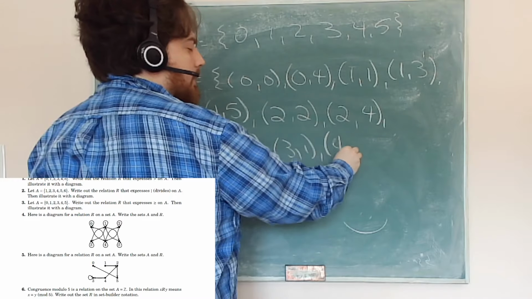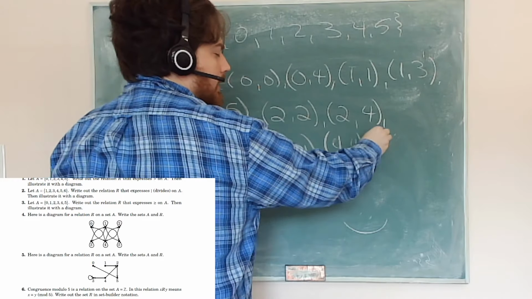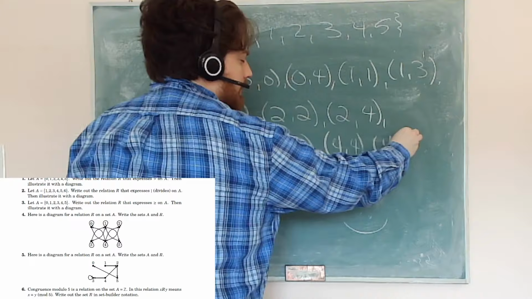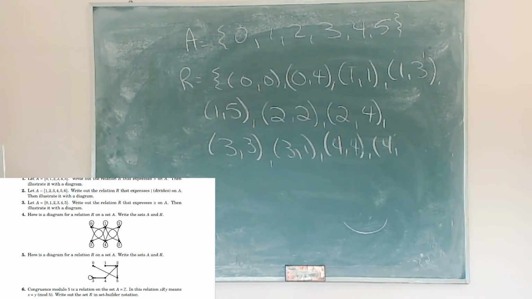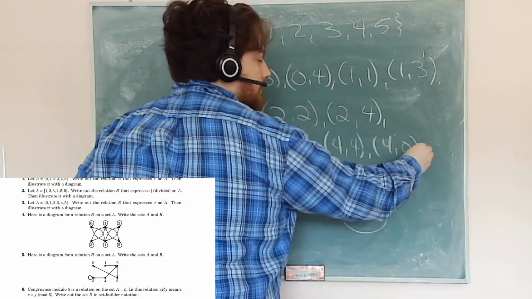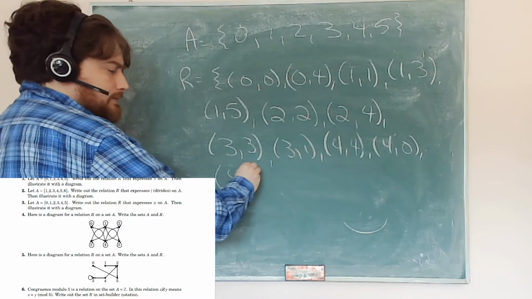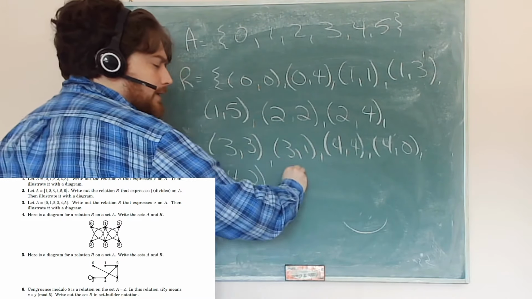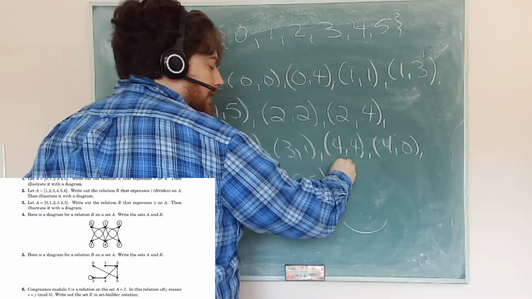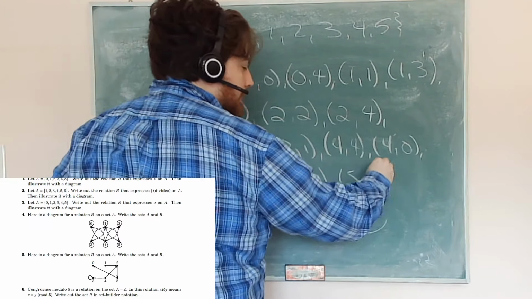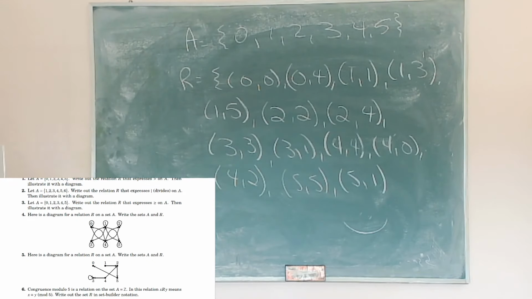And then we have 4 has an arrow to 4. It also has an arrow to 2 other places, to 0 and 2. And then lastly, we just have 5 to itself. And 5 also goes to, I believe, 1, although I should check the diagram. Yes, 5 goes to itself and 1.